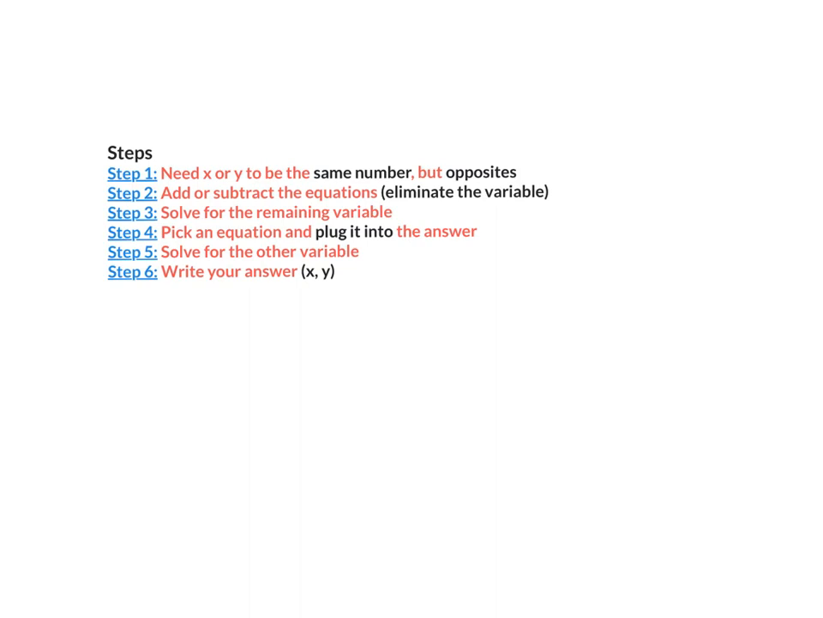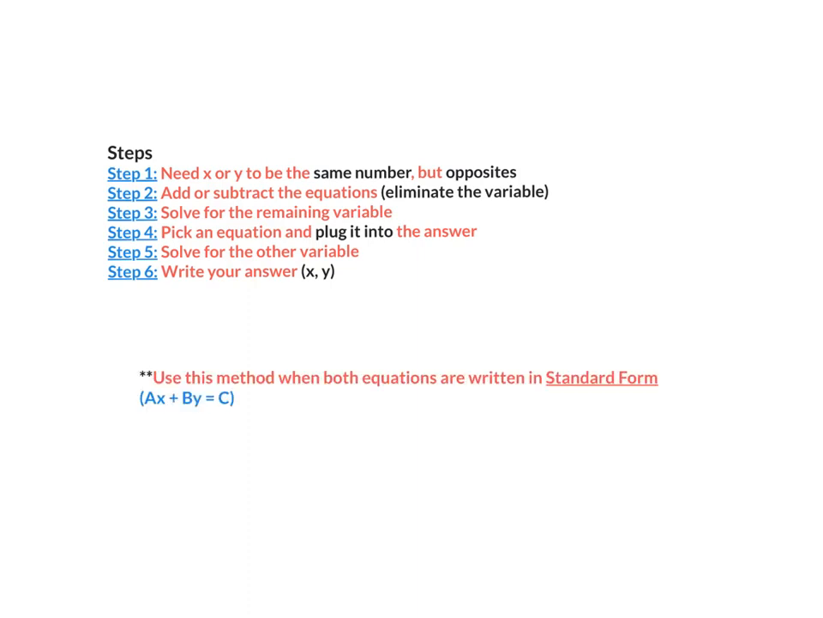Steps. Step number 1. Need x or y to be the same number but opposites, meaning one negative and one positive. Step number 2. Add or subtract the equations. So we're going to eliminate the variable. Step 3. Solve for the remaining variable. Step 4. Pick an equation and plug it into the answer. Step 5. Solve for the other variable. Step 6. Write your answer as a coordinate, x, y.